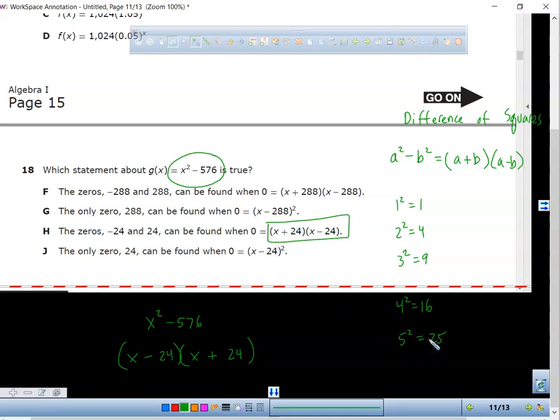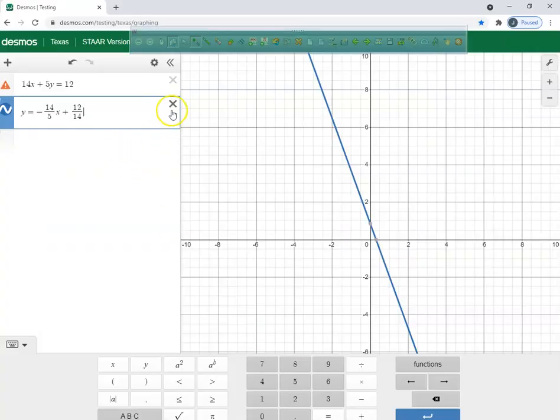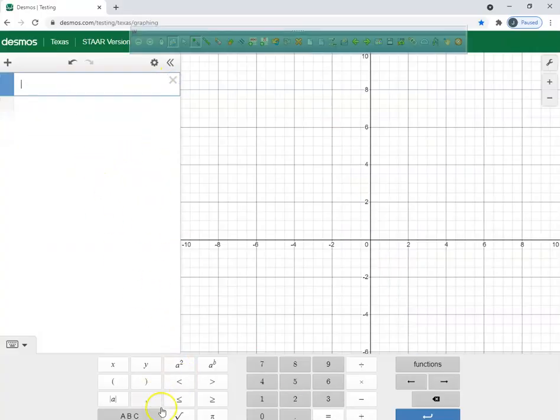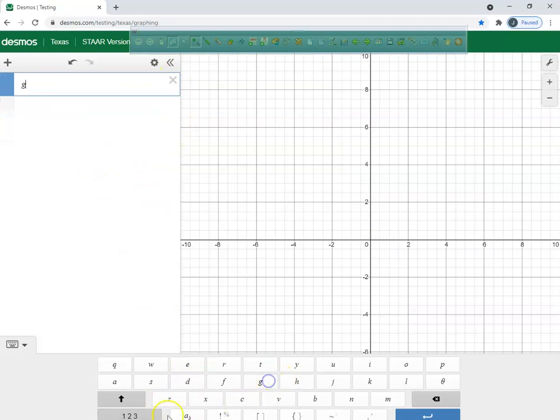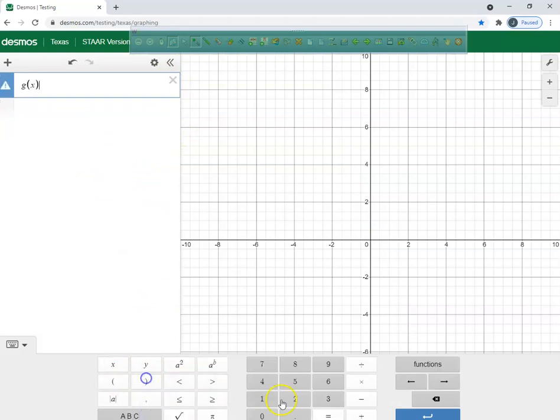But you didn't even have to know all that just to get the answer right. You could literally type it into Desmos. So all I want you guys to do right now, this is how you would factor. We'll practice factoring. Keep going throughout the year. But right now, I want you to type that into Desmos real quick. It won't take long. So right here, type in g of x equals x squared minus 576.